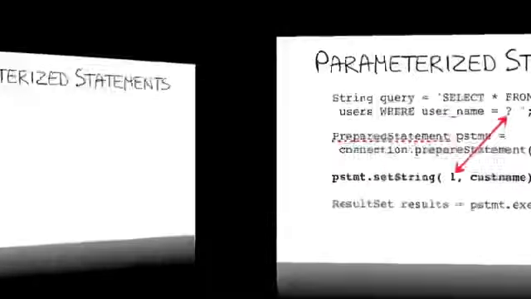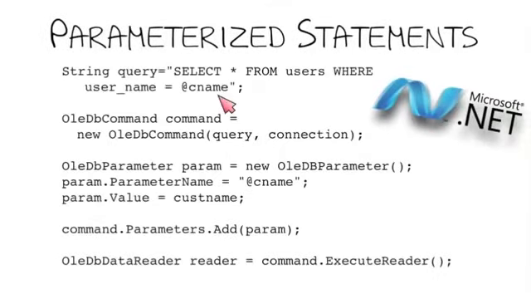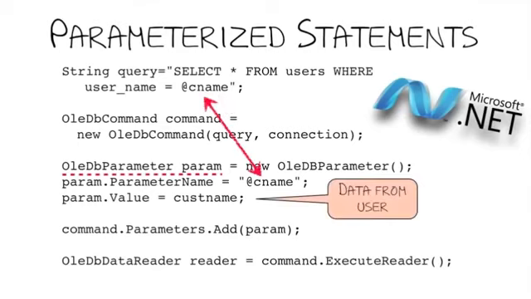Now let's move on to .NET. .NET is almost the same thing. We put a token in the SQL statement where we want to safely insert user data. We then instantiate the parameter instance and tell it the token name and value. Then we add the parameter to the command.